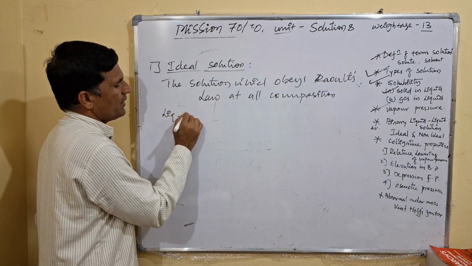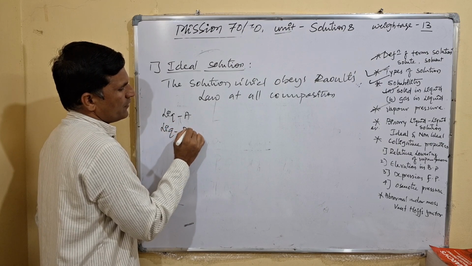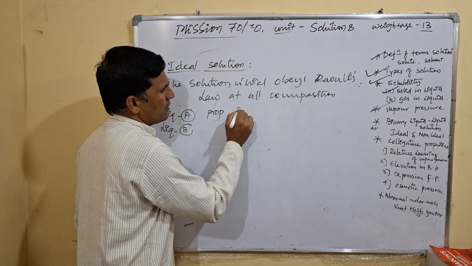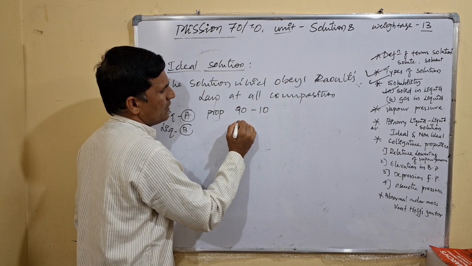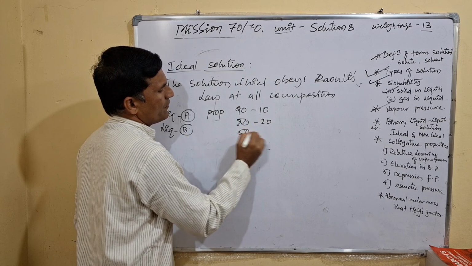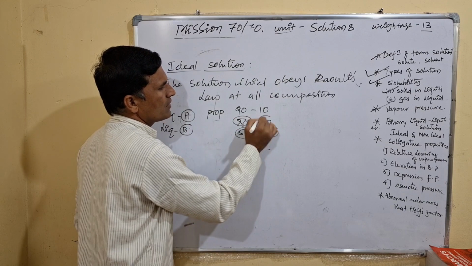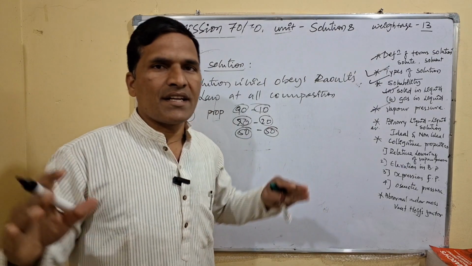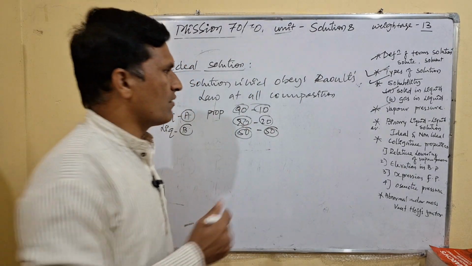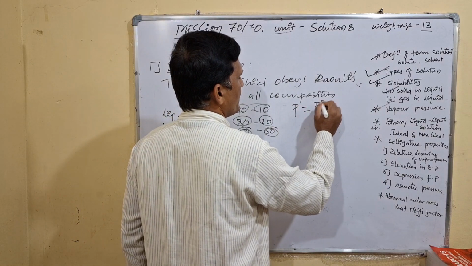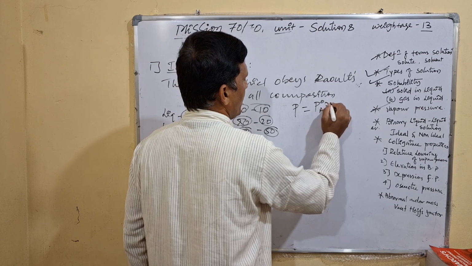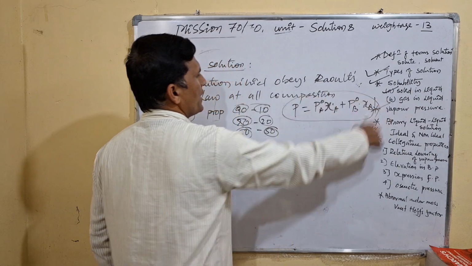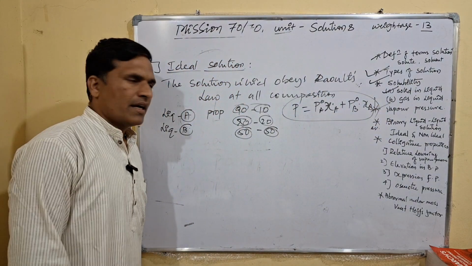Say, for example, liquid A and liquid B: when you mix these two in any proportion, like 90-10, 80-20, 50-50, any composition, if the variation in the vapor pressure is linear, according to Raoult's law, the formula we have given, P is equal to P naught A into XA plus P naught B into XB, so if it is varying accordingly, then it is said to be an ideal solution.